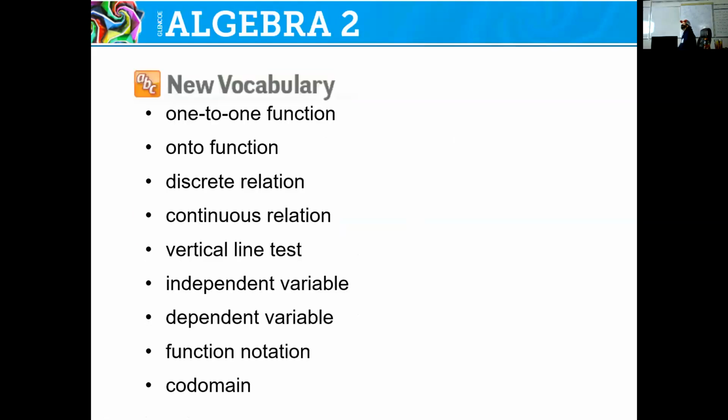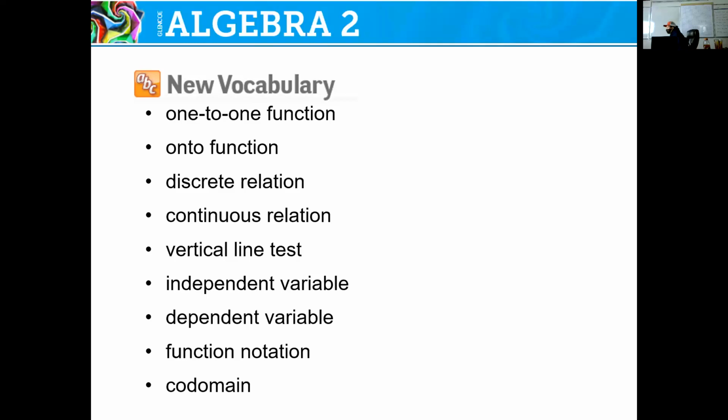Okay, so here is our vocabulary. We have one-to-one function. I'm going to show you a test that you can use. It's called the horizontal line test. It determines whether each x value corresponds to a unique y value.